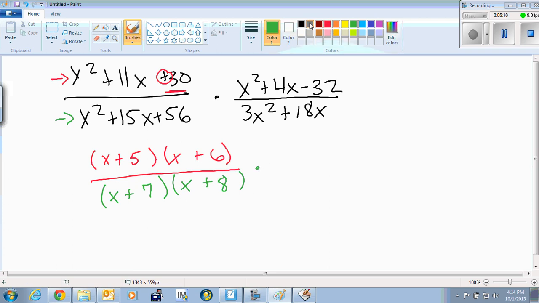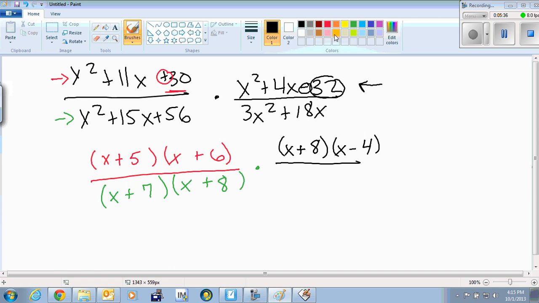I'll do the next one black here. Up here, same thing. Split up your parentheses and your x's. What factors of 32 are going to subtract to get you 4? And as we're doing subtraction, we got to have one positive and one negative. So to get a positive 4, I'm going to have a positive 8 and a negative 4. Because 8 times 4 gets you 32, 8 minus 4 gets you 4.